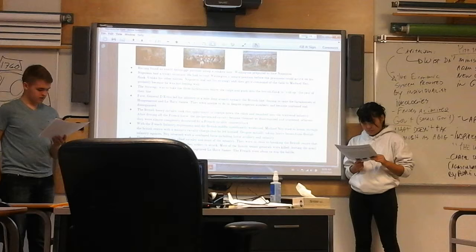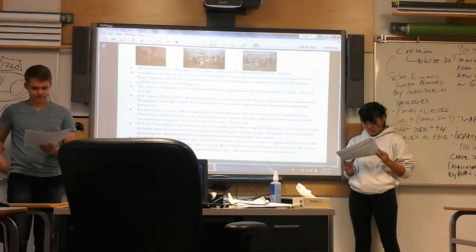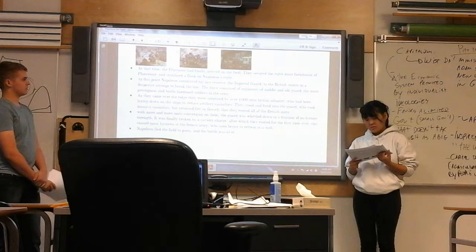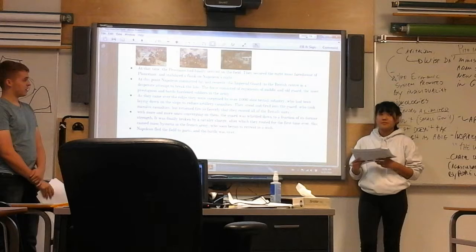La Haye-Sainte was actually captured by the French. They were essentially about to win the battle. Except then the Prussians arrived on the field after marching a long way. They secured the right farmhouse of Plancenoit and stabilized the flank on Napoleon's right.